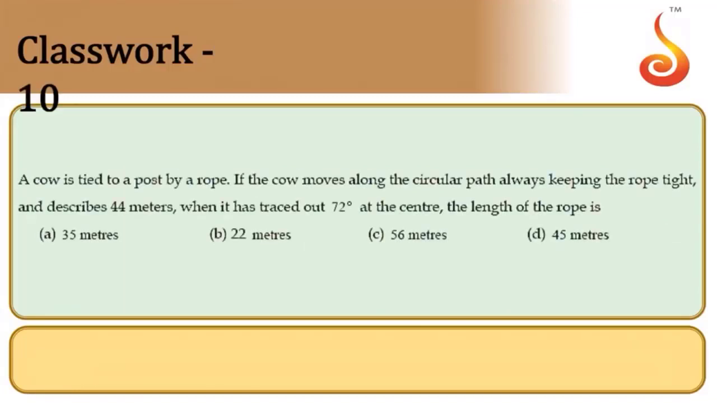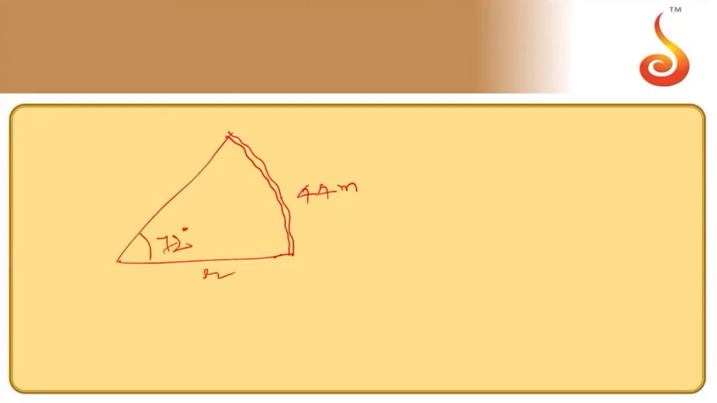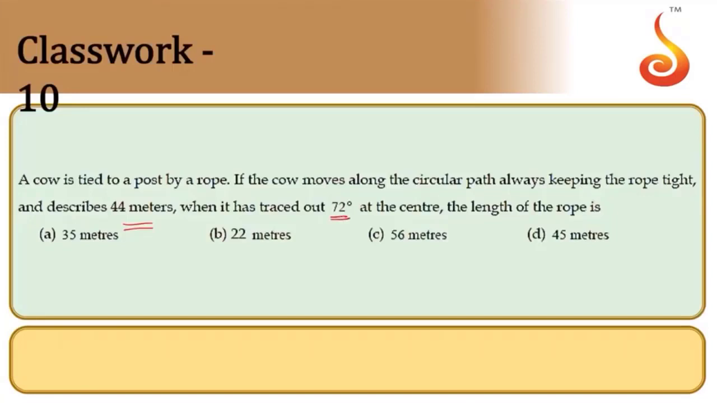Let's proceed to example 10. A cow is tied to a post by a rope, and the cow moves along a circular path, always keeping the rope tight, and describes 44 meters. When it has traced out 72 degrees at the center, what is the length of the rope? The cow has tightened the rope, and it forms a sector. The arc has length 44 meters, the radius is r, and this angle is 72 degrees. The length of the rope is the required answer.